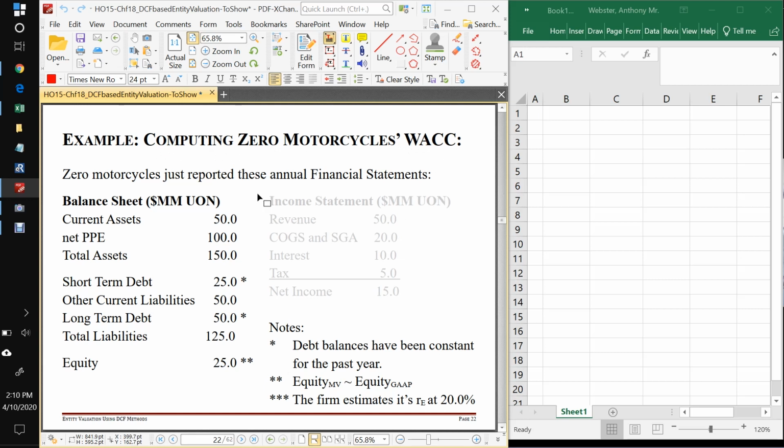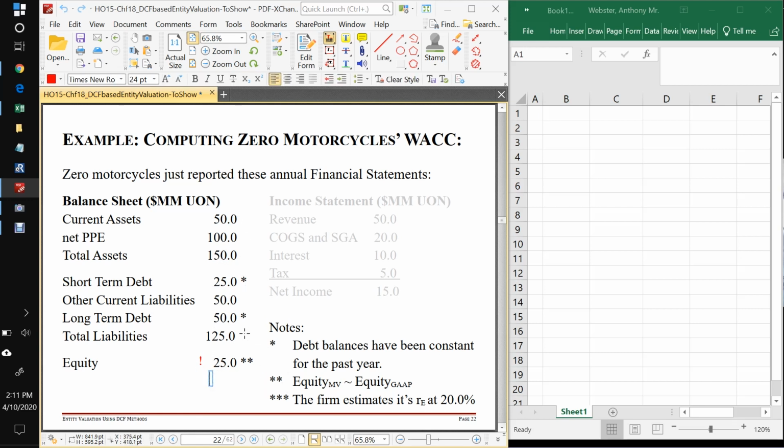So let's say Zero just reported a balance sheet and an income statement, which I'll get to in a minute. But let's look at the balance sheet. These are in millions. So they have 50 million in current assets. They have net PP&E of 100 million, total assets 150. They have short-term debt of 25 million, other current liabilities, long-term debt of 50 million, and we get down here to their equity, which is their total assets minus their total liabilities. 150 minus 125 is 25 in most circles.